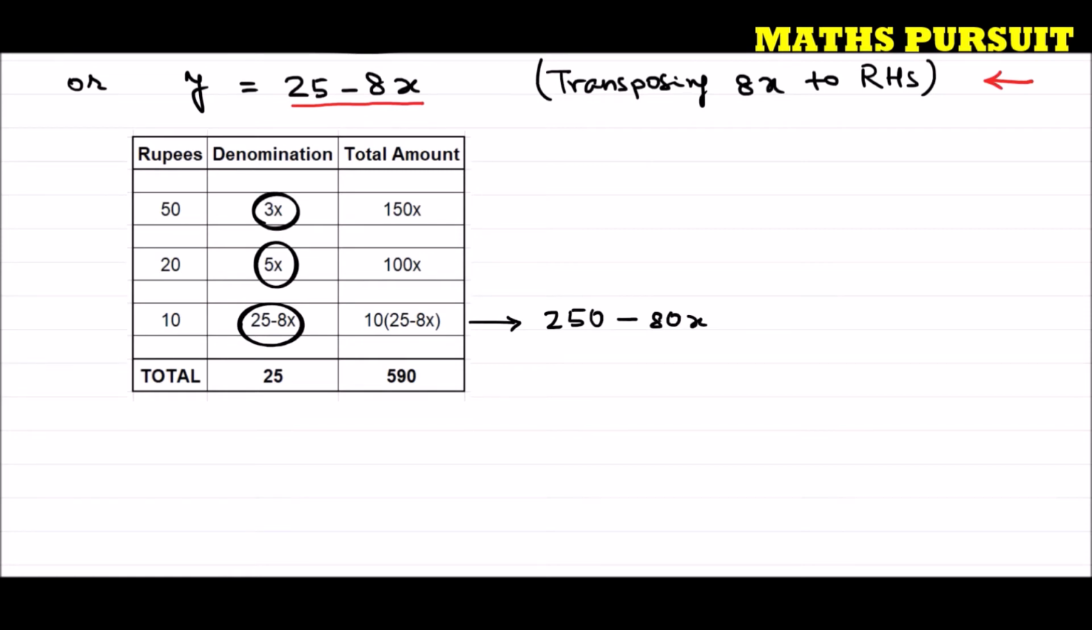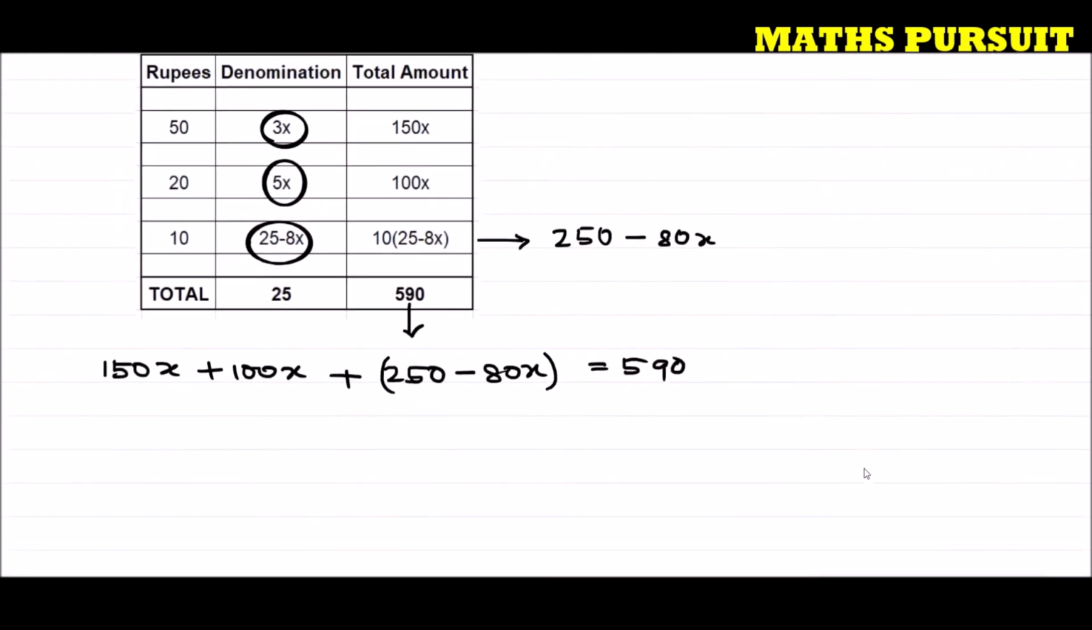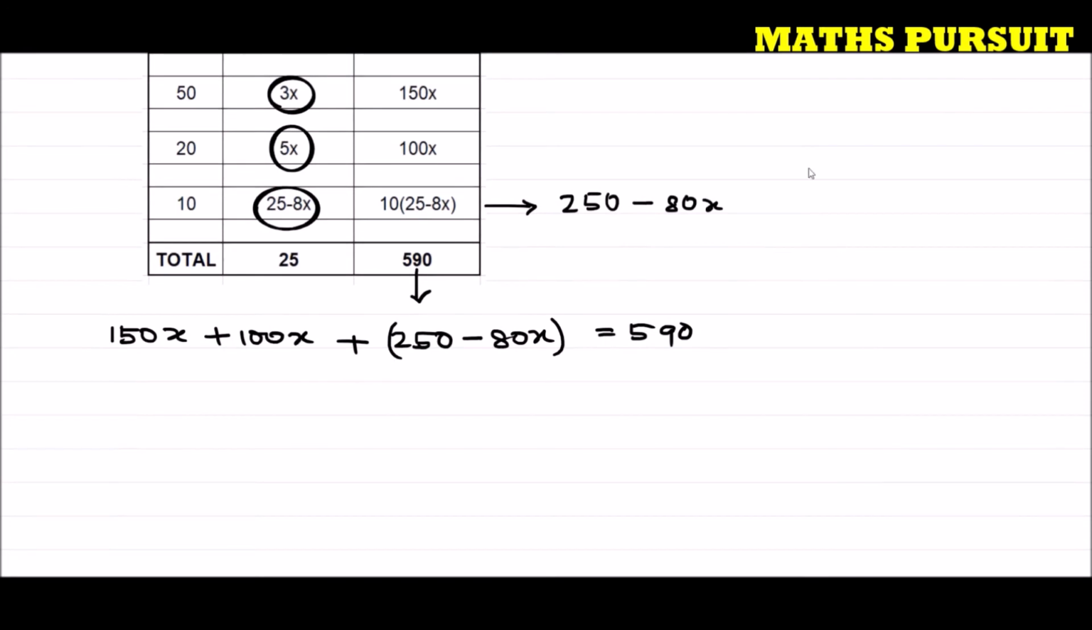Now I can frame one more equation. How? Because the total amount is 590, and the total amount includes 150x plus 100x plus 250 minus 80x. All this together is equal to 590. From this column I am getting this equation: 150x plus 100x plus 250 minus 80x is equal to 590. Hope guys I am very clear till here.